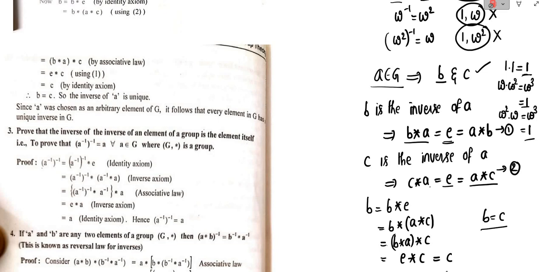Here they mention, since a was chosen as an arbitrary element of G, it follows that every element in G has a unique inverse in G. Here we take a as an element of G and we show that b = c. If we take any other element of G, then also we can show that b = c.